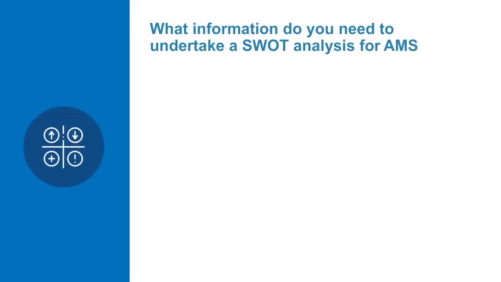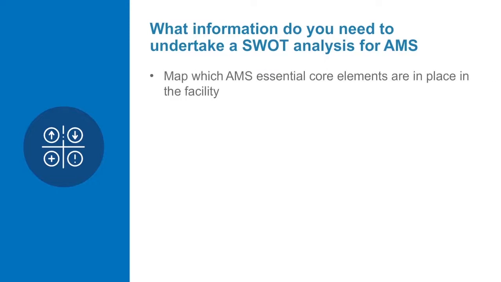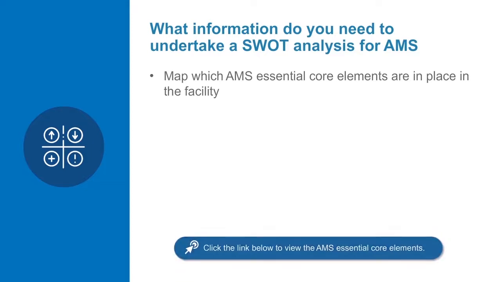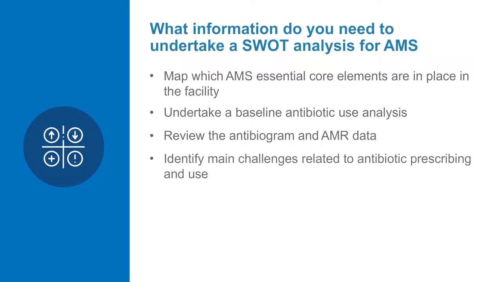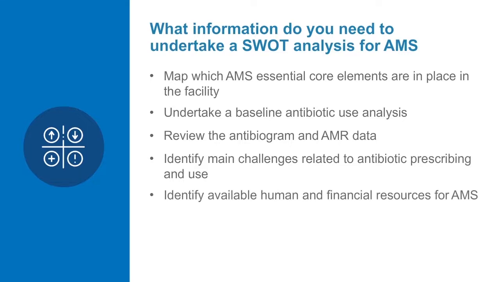Before you undertake a SWOT analysis for AMS, the information you need is the following: map which AMS essential core elements are in place in the facility. Undertake a baseline antibiotic use analysis. Review the antibiogram and AMR data. Identify main challenges related to antibiotic prescribing and use. Identify available human and financial resources for AMS. Identify existing AMS activities.